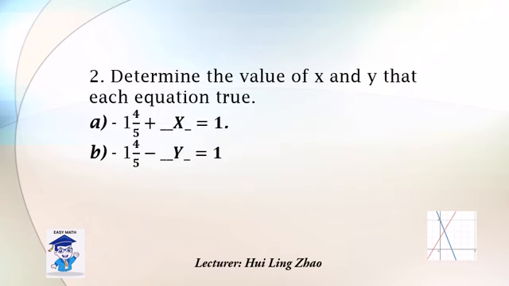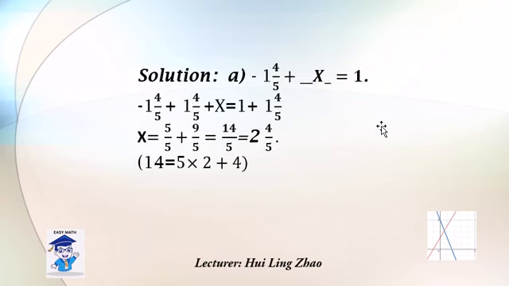Number 2, determine the value of x and y that make each equation true. A is negative 1 and 4 over 5 plus x equals 1. And B, negative 1 and 4 over 5 minus y equals 1. Solution number A.